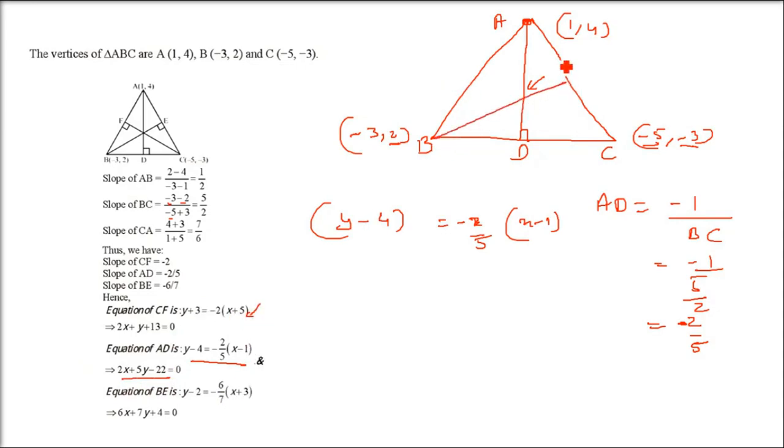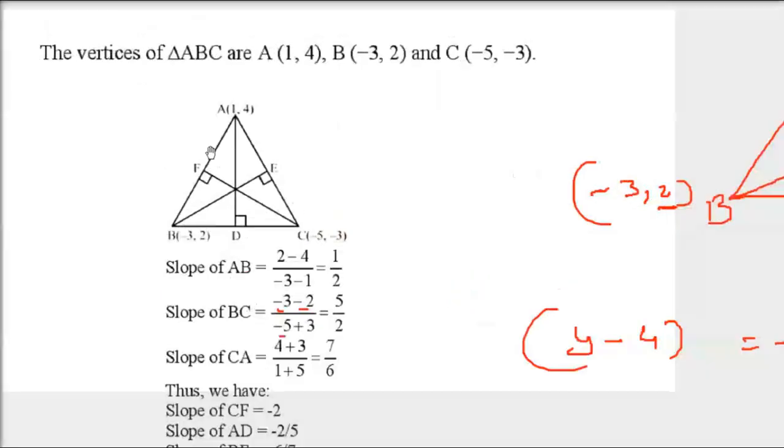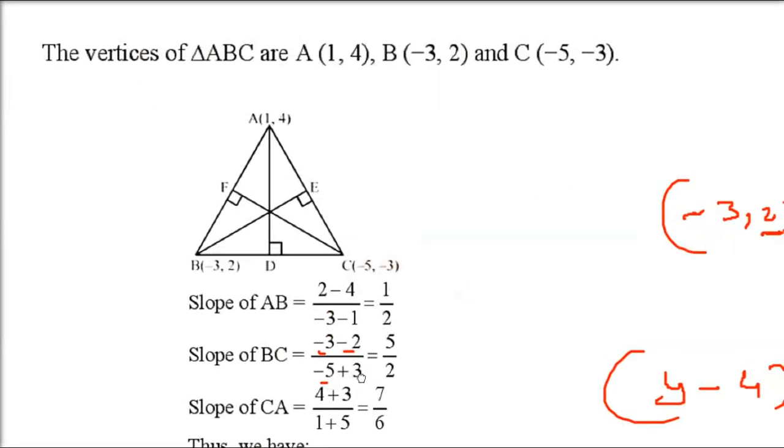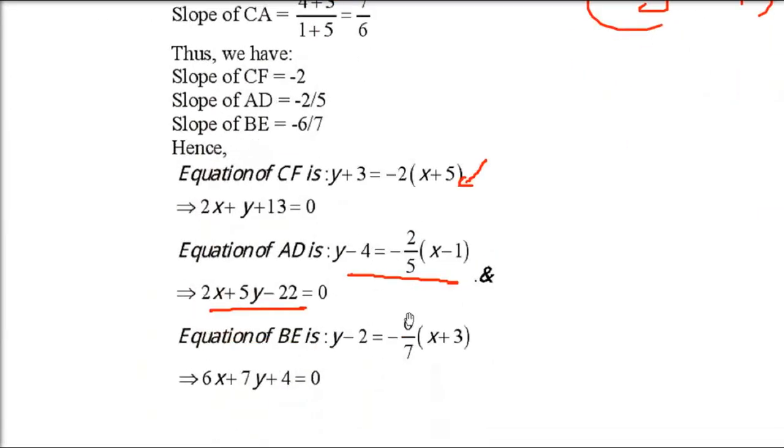The other two you can do. You have to find the slope of AC and then the slope of the line perpendicular from B to AC. Similarly, a line perpendicular from C to AB passing through C. So these are the three equations. Let me enlarge it so you know exactly what the content is.